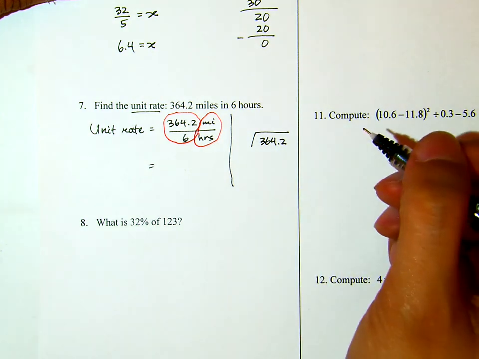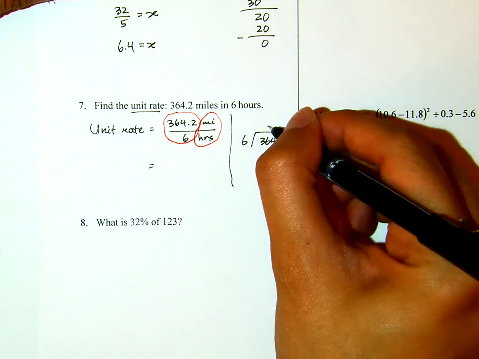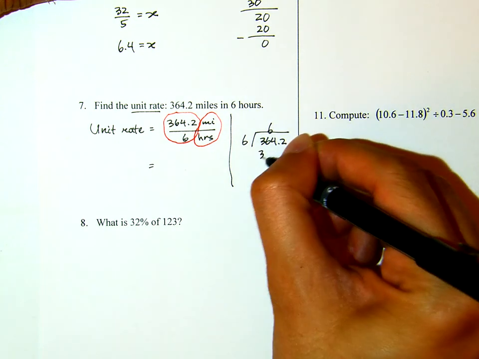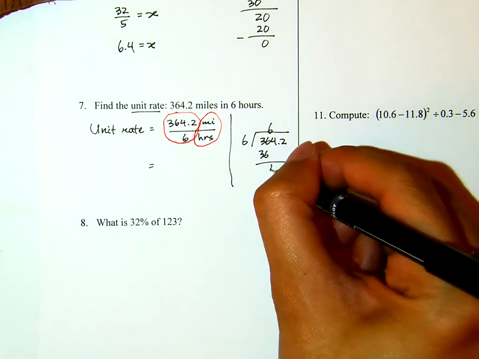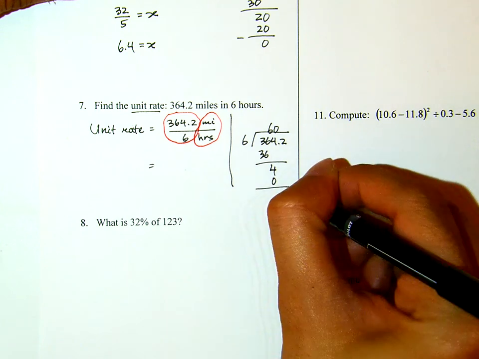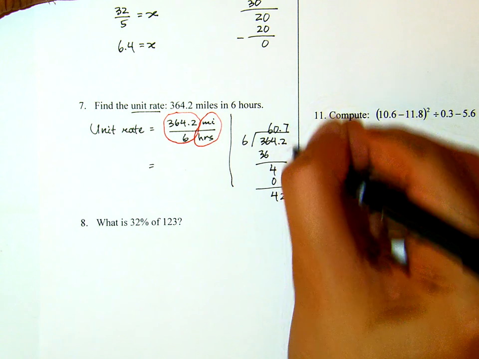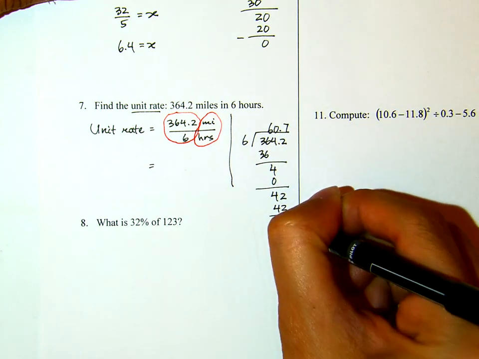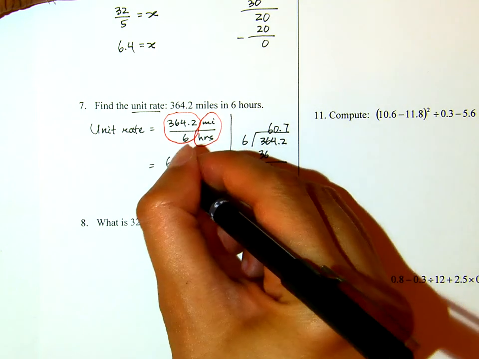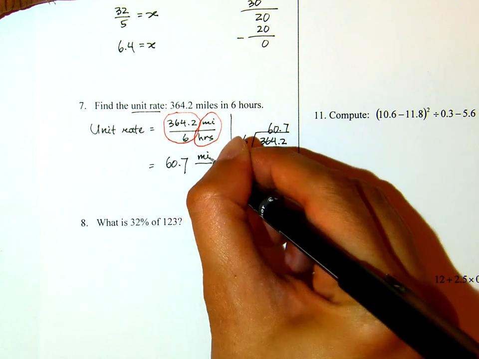364.2 divided by 6. 6 goes into 36 6 times. That's for 36, and 4 goes down. 6 goes into 4 0 times. Then I drop another number. 6 goes into 42 7 times. So the unit rate will be 60.7 miles per hour.